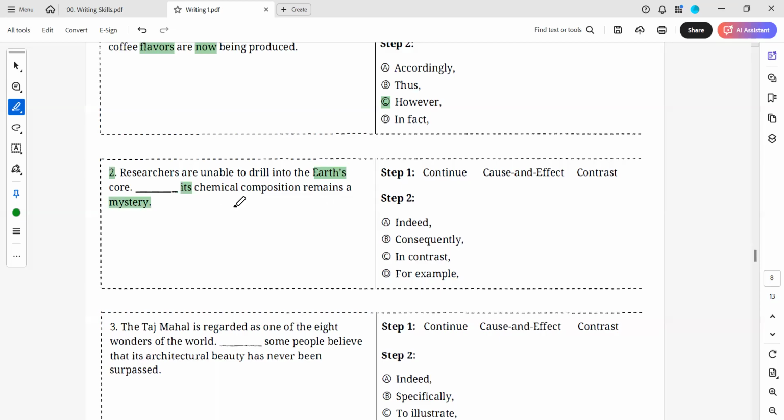Earth's core, actually, its chemical composition remains a mystery. Why? Because the researchers are unable to drill into Earth's core. Yes. Perfect, that's it. So it's cause and effect. You should know it. These two sentences are not the same. So it's not continue. Do we have here two different directions? Do we have here contrast? Or the second is the result of the first? Actually, it's a result. Okay, here we have cause and effect. So in that case, we need cause and effect transition.